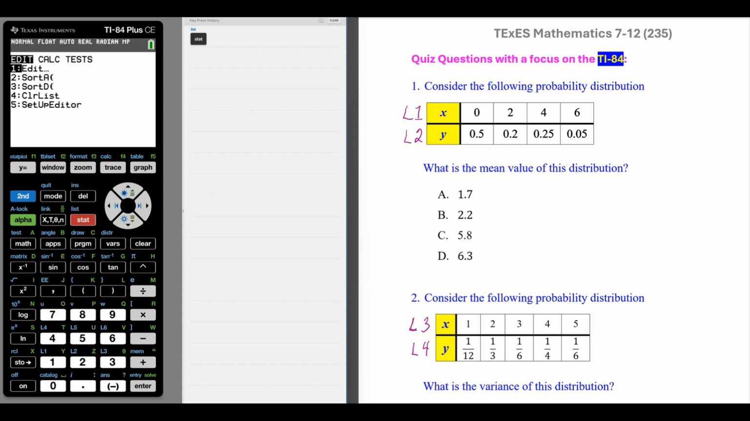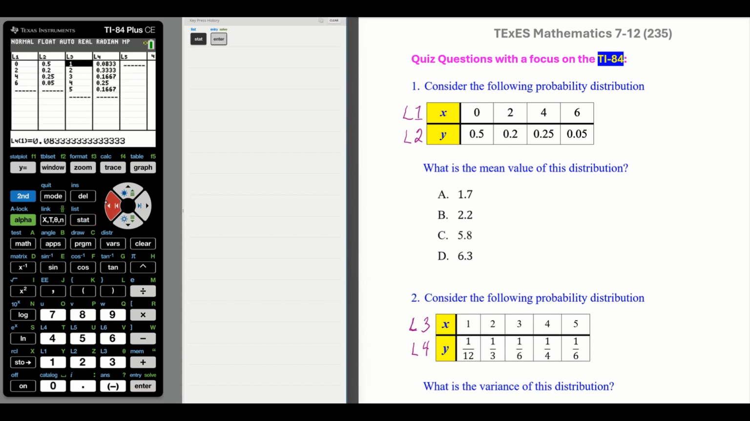Okay, go ahead and do your stats. Enter. I have these pre-populated. Double check my values: 0, 2, 4, 6. And then I have 0.5, 0.2, 2, 4, and okay, we're good. All right, we back out.